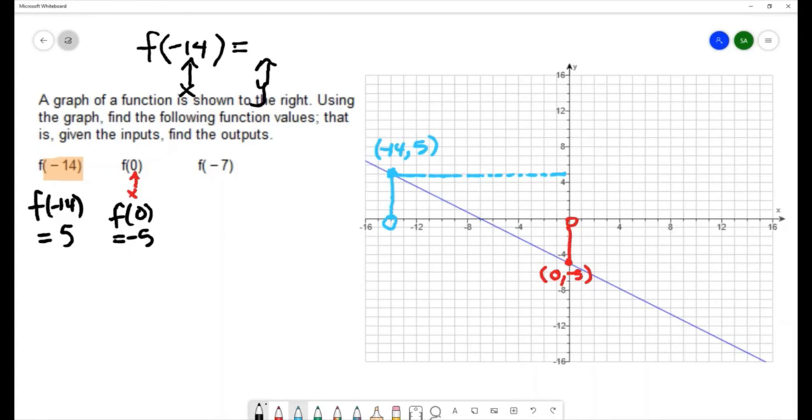The last one we have here is f of negative 7. Negative 7 is our x. We want to find an ordered pair on the graph with an x-coordinate of negative 7. And that would be right here. That ordered pair is on the line. It has an x-coordinate of negative 7. We can see that it has a y-coordinate of 0. So f of negative 7 is 0.